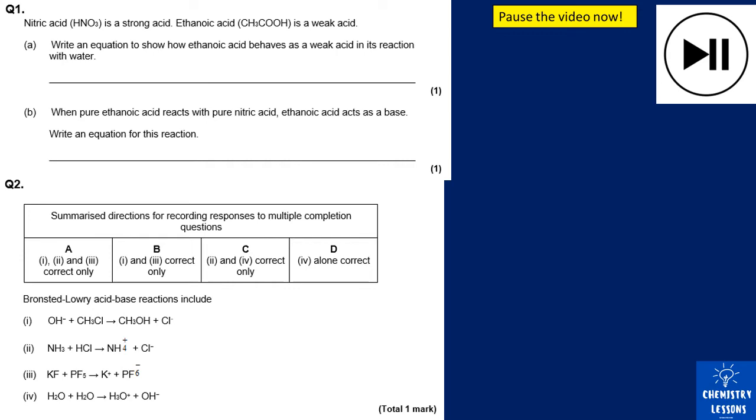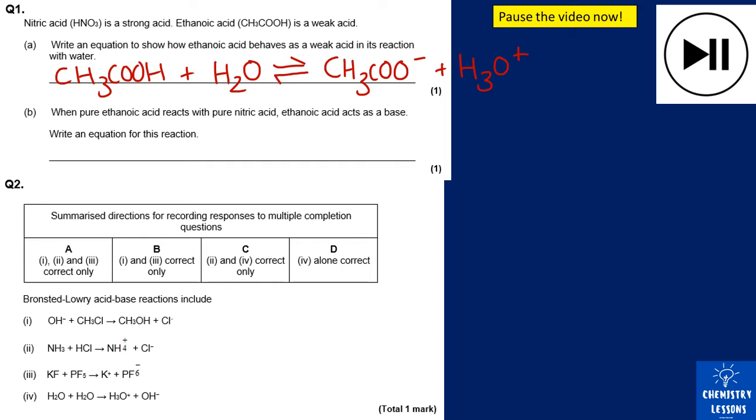Okay then, so we've got nitric acid is a strong acid, ethanoic acid is a weak acid. They're telling you a strong and a weak acid. Write an equation to show how ethanoic acid behaves as a weak acid in its reaction with water. Okay, so we've got ethanoic acid with water. Now it's weak, so I'm going to show it as a reversible reaction because it's a weak acid. Now I'm going to show the acid donating a proton, so it's going to release its proton to become CH3COO-, and the water will accept that proton and become H3O+. So what we're actually showing is water acting as a base and ethanoic acid acting as an acid.